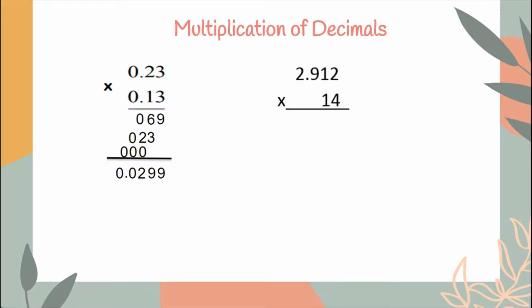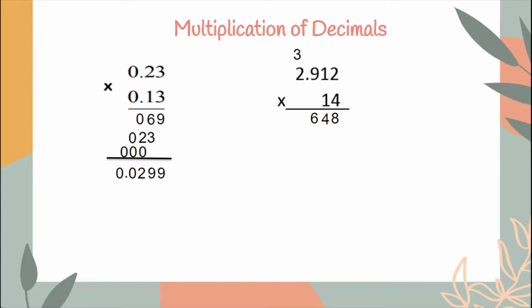2 and 912 thousandths, multiply it by 14. Now let's start multiplying. Let's start with 4. 4 times 2 is 8. 4 times 1 is 4. 4 times 9 is 36. So we have here 6, carry 3.